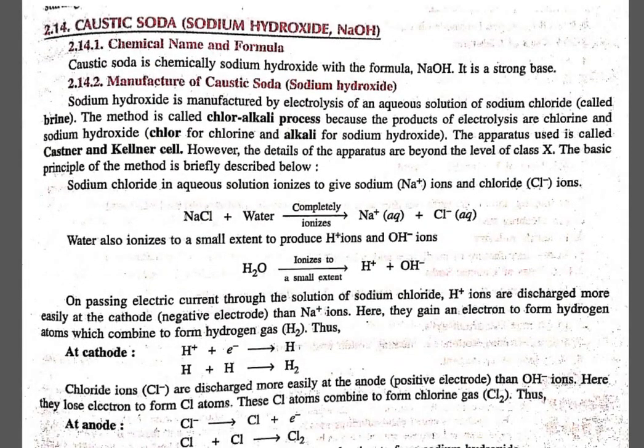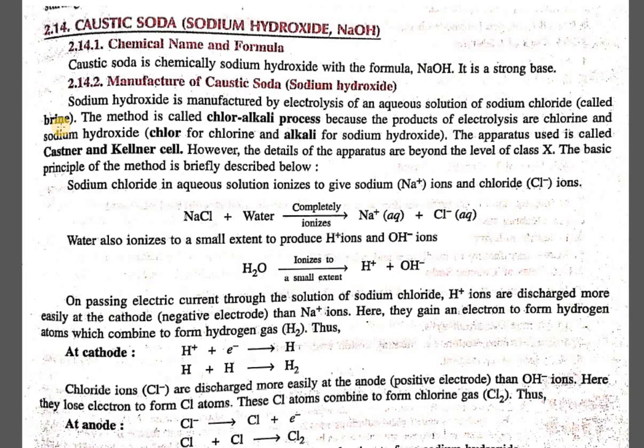Now, when we talk about caustic soda, how can we manufacture it? This is a very important point. I just told you that this is one of the chemicals which can be obtained from sodium chloride. So let's see how it is done. Caustic soda is manufactured by electrolysis of an aqueous solution of sodium chloride, and very importantly you need to remember that this aqueous solution is called brine. So how can we define brine? Brine is the concentrated aqueous solution of sodium chloride.